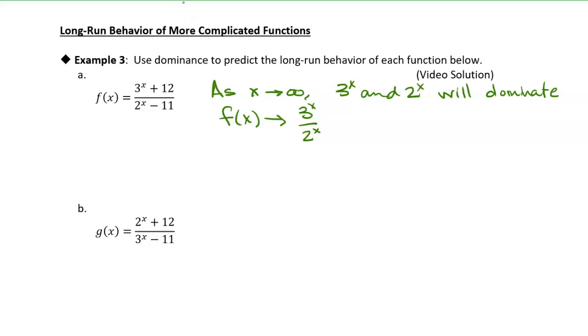All right, so this I can rewrite as 3 halves to the x. I have two different bases, but they have the same power, so I can rewrite that as 3 halves to the x. That's greater than 1, and so this is going to go to infinity. That's what I would predict the behavior of this function to be: as x goes to infinity, f of x is going to go to infinity. So let's look at as x goes to minus infinity.